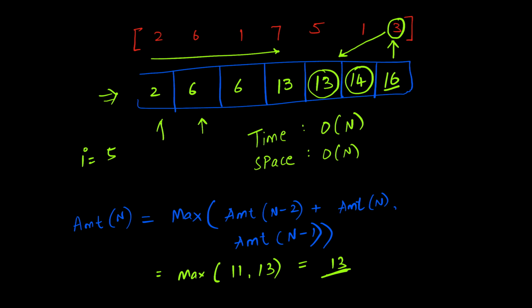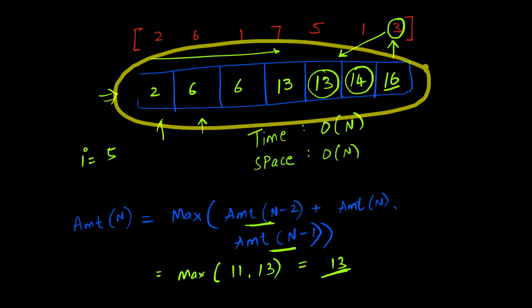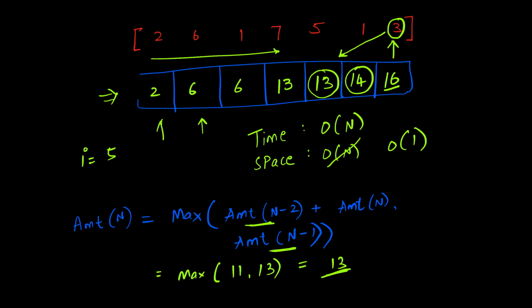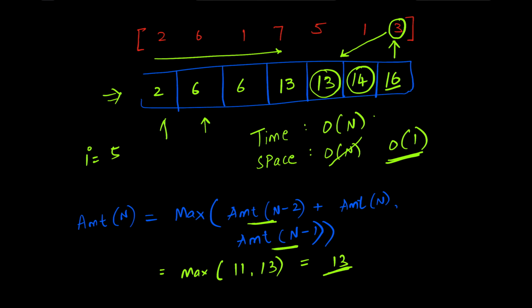As we are only using the amount we robbed at n-1 and n-2 position, instead of saving the entire dynamic programming array, we can optimize it to only use two variables to record the values. This will further improve our space complexity to O of 1, that is constant space. I hope you were able to understand the explanation.